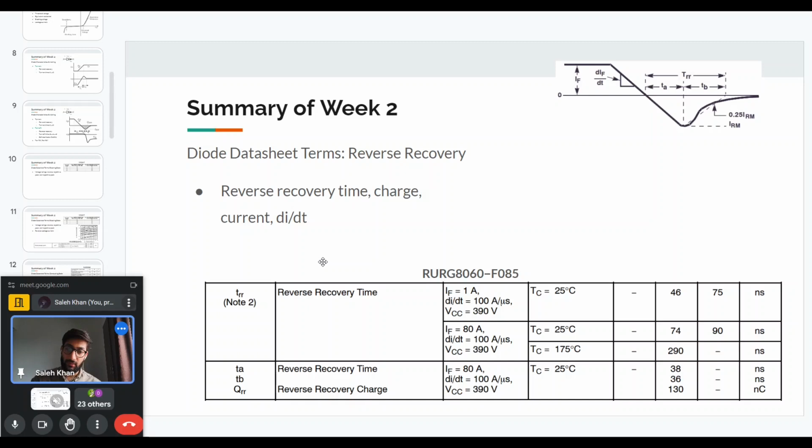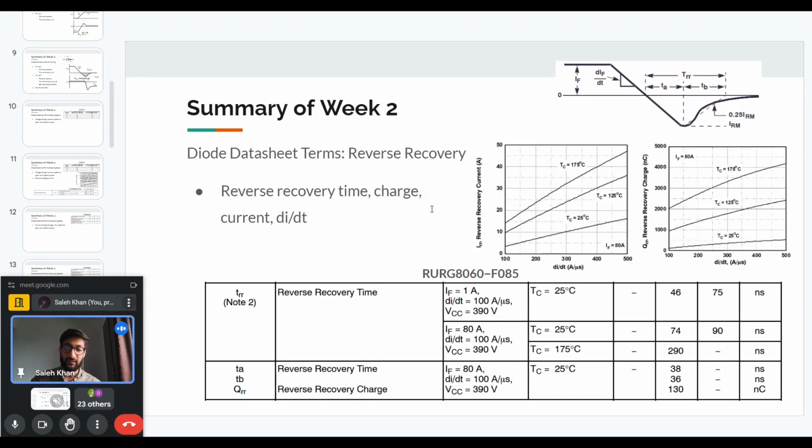And if you see the curves in the data sheet, they will also provide the reverse recovery current. This also depends on the di/dt of the current. As the di/dt increases, the reverse recovery current, this IRM peak, also increases. And as the temperature increases, the reverse recovery current also increases. The same thing is true for the reverse recovery charge. This is understandable because if the current increases and the time duration increases with temperature, the overall charge, which is the area under the negative portion, will also increase. And all these details are provided in the data sheet.